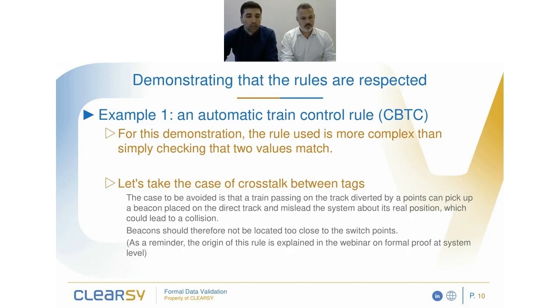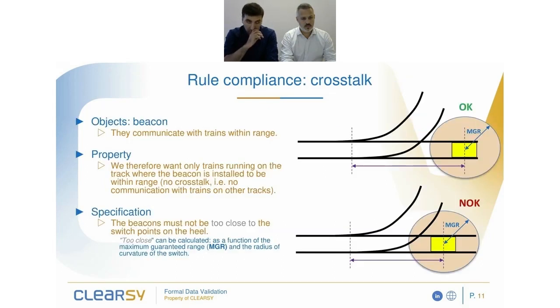So if we take a closer look at this example, our beacon or transponder can be put somewhere in our track, and it has to respect a distance that can be computed depending on different parameters, but we need to define them, to formalize them.